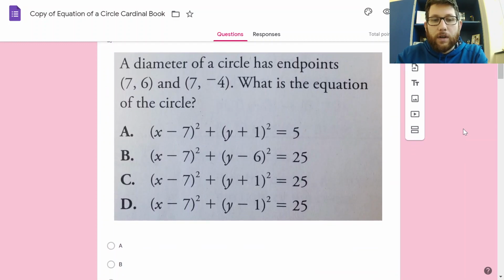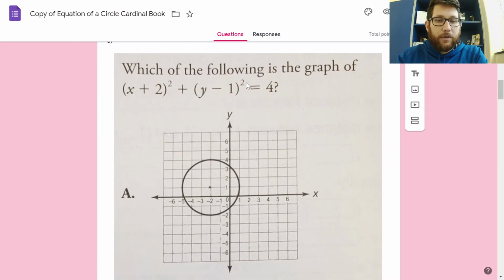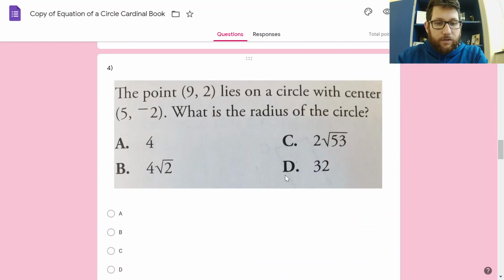Notice number 2 here, we've got the diameter of a circle with endpoints of 7, 6 and 7, negative 4. What's the equation of a circle? So we've talked about this in a previous video a little bit. Think about where your center would be, probably the midpoint, and try to find your radius. But we've talked about something like that before. That one should be pretty straightforward.